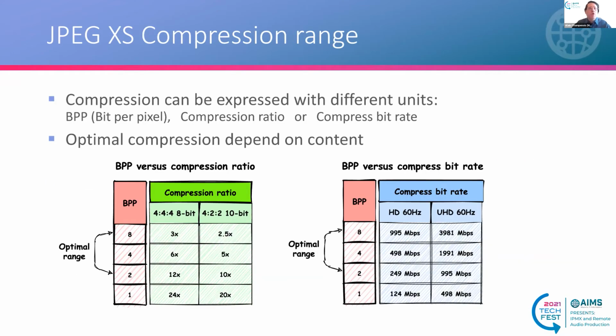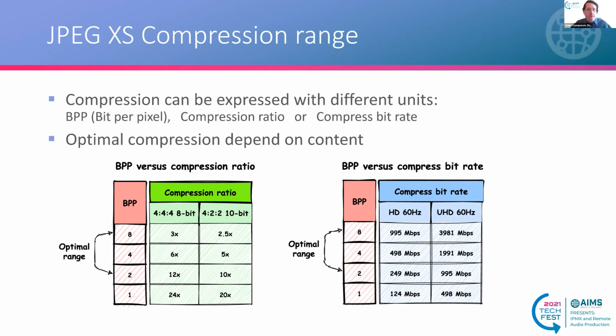Now, let's talk about compression range for JPEG-xs. Visual quality is, of course, directly related to the amount of compression we use. JPEG-xs is a mezzanine high-quality codec, and different types of metrics and measures can be used to describe its compression level.